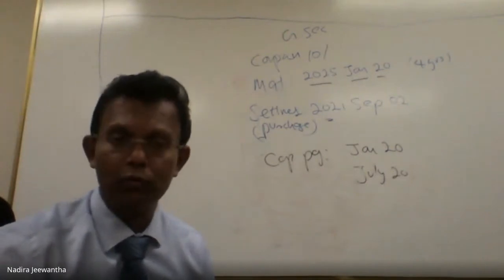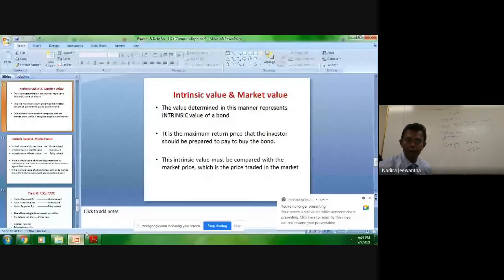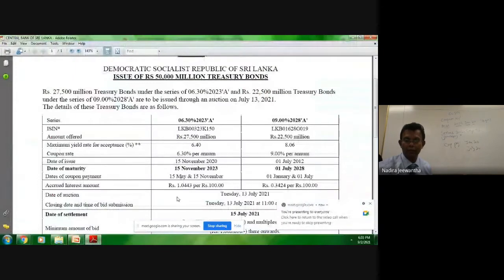Now if you go to this particular one, when is the maturity date? 15 November 2023. Forget about the year. 15 November. So one coupon should be received on 15 November. Per year, two coupons, semi-annual. When is the next? 6 months later.